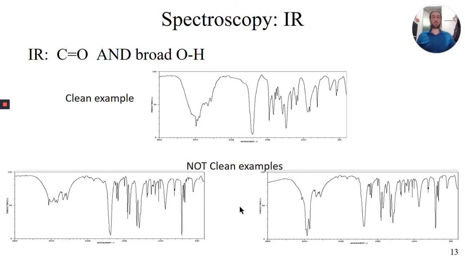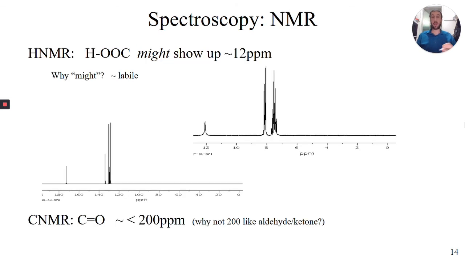I already got too riled up, so I'm going to just move on to the next form of spectroscopy. Our next form would be our NMR. In NMR, that hydrogen might show up at 12 ppm. That's where it's supposed to show up for a carboxylic acid. Note that we get the might.